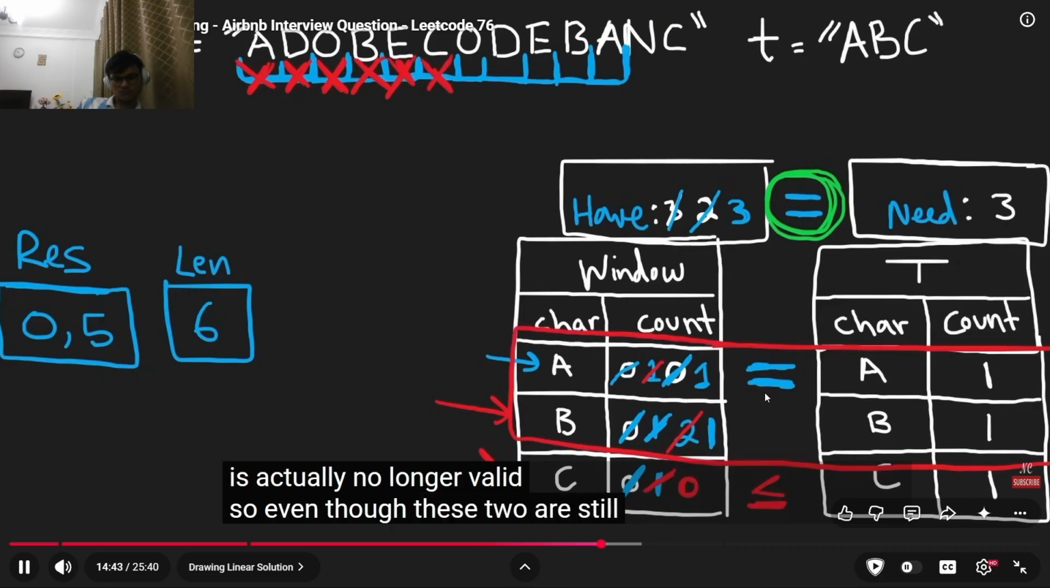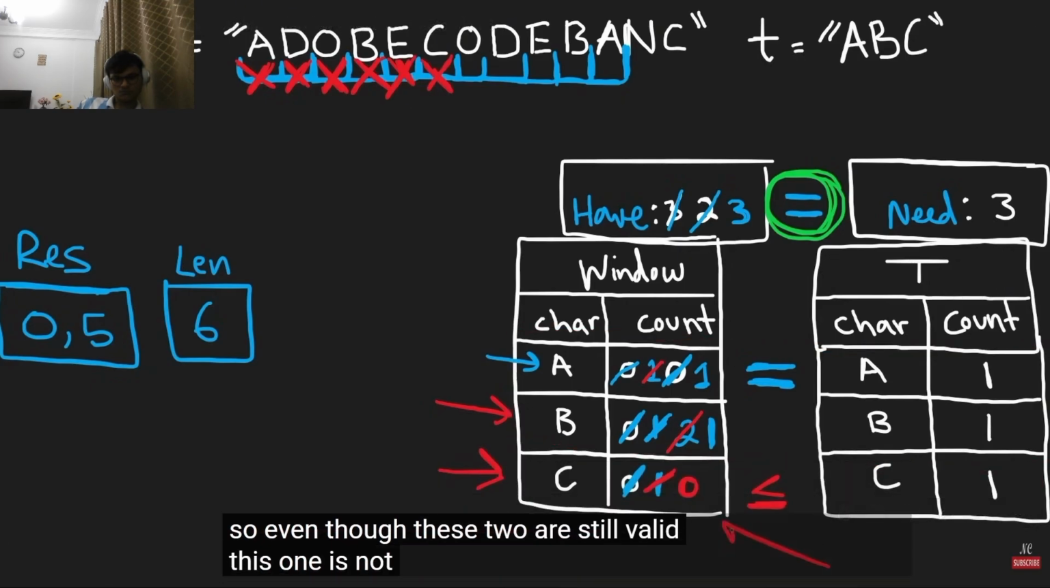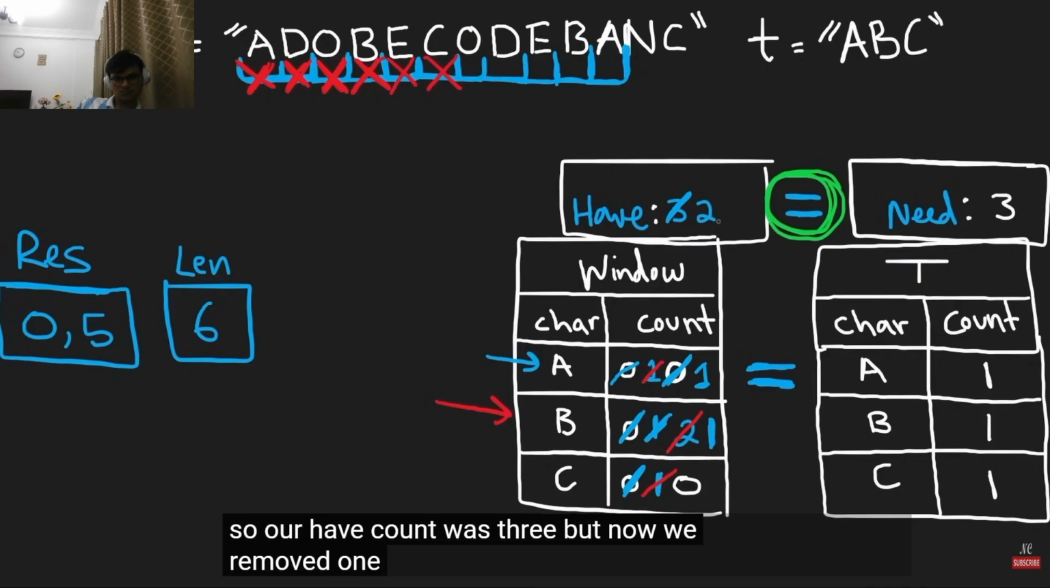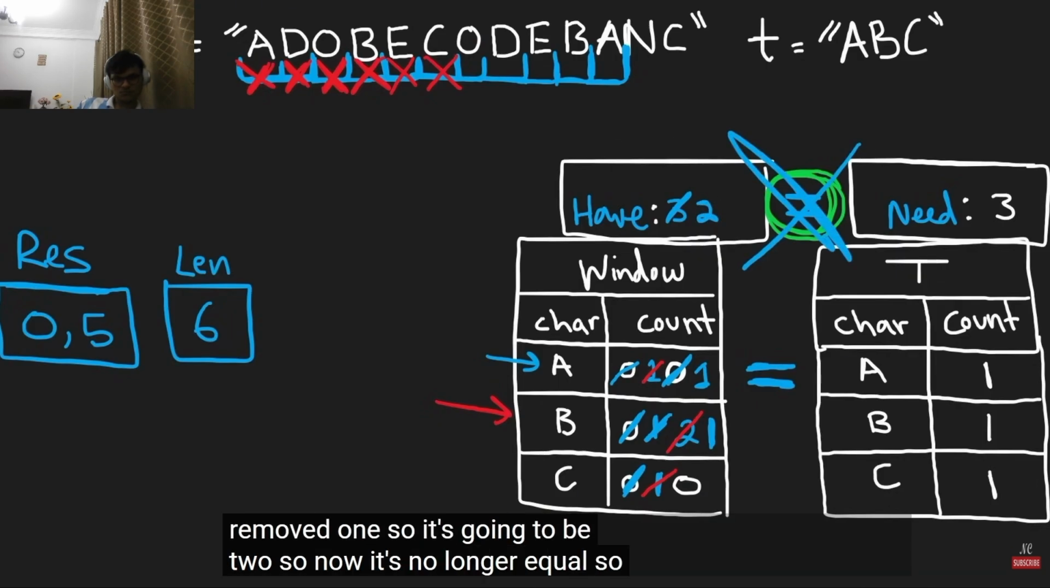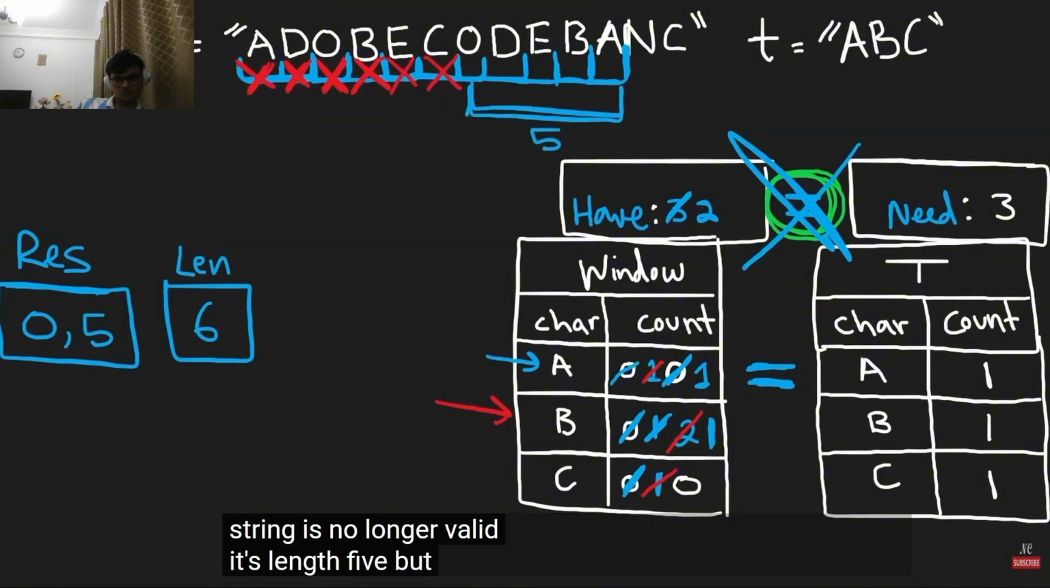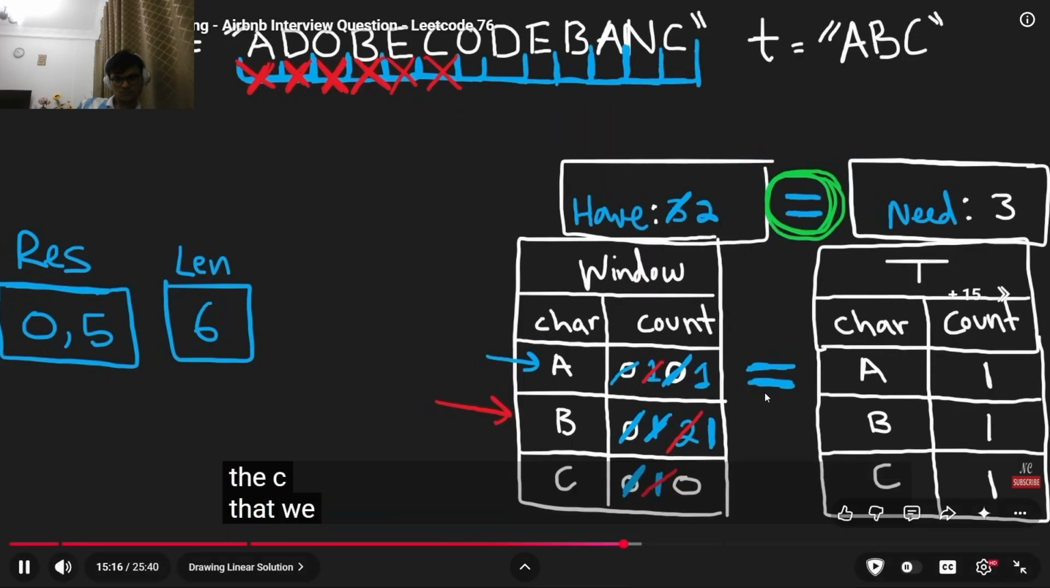These two are still valid. This one is not valid. We have to update our have count. So our have count was 3, but now we removed 1, so it's going to be 2. So now it's no longer equal, so our string is no longer valid. It's length 5, but it doesn't have another valid.